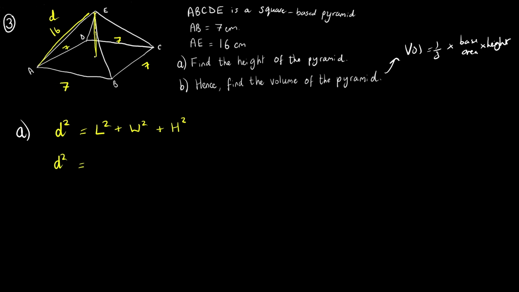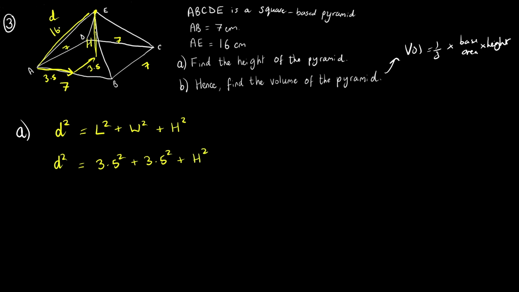Now, we're going from A to this point at the top, E. So let's figure out what path we're going. So I'll be going 3.5 that way, 3.5 that way, and then H all the way to the top. So I've had to half those values because I'm going to the middle. So I'd have 3.5 squared plus 3.5 squared plus H squared.